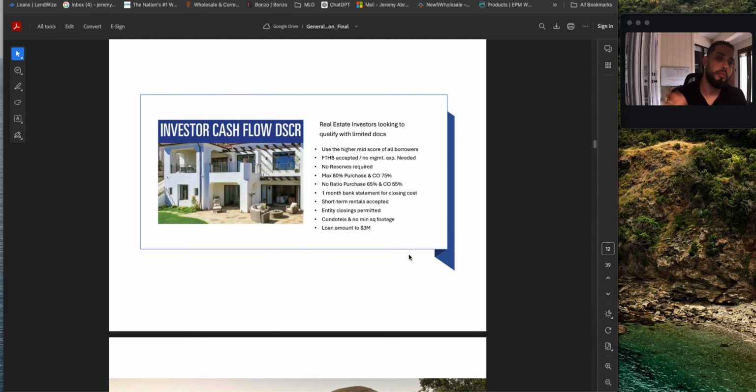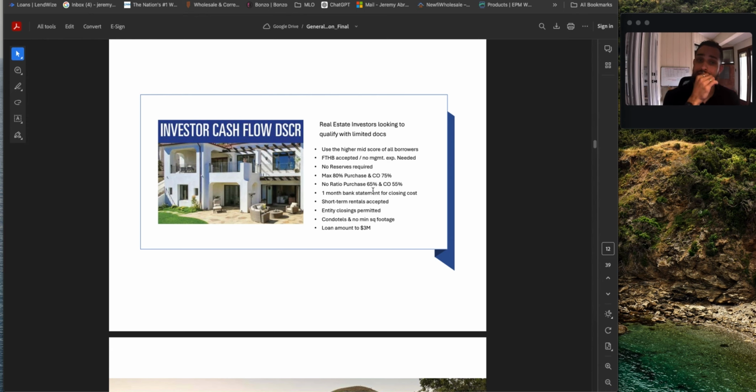Condo hotels and no minimum square footage required. Loan amounts up to $3 million. So you could buy condo hotels, again, with no minimum square footage. And the reason why they put this is because, again, a lot of products scrutinize on a certain square footage it needs to be, and they don't want to do condo hotels, right? Because of HOAs and the value doesn't increase as much. Loan amounts up to $3 million. So it's a huge cap there, right? So you have up to $3 million where you could purchase a property.